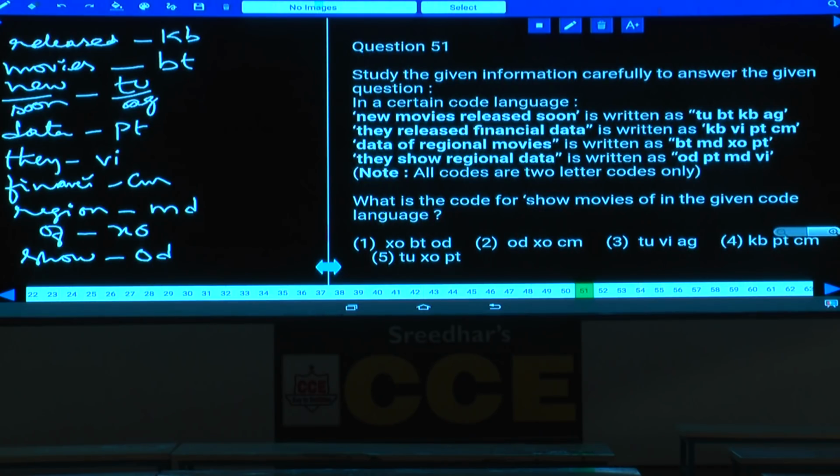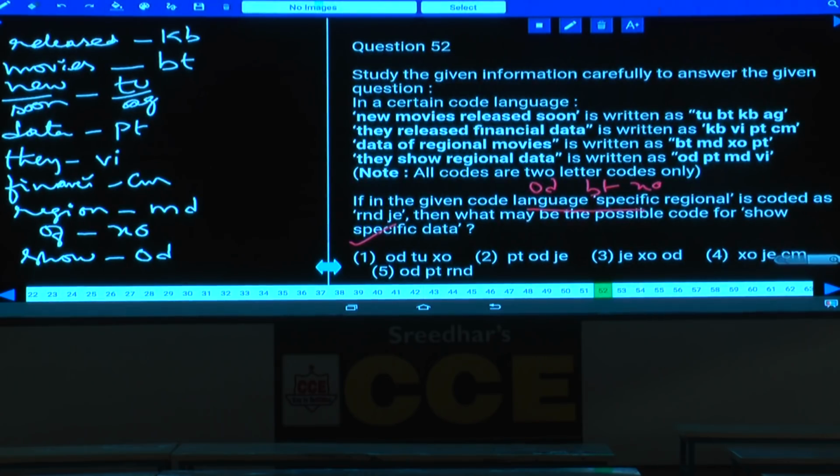Then question number 51 onwards, what is the code for show movies off in the given code language? Show movies off. Show is what? Show is OD, and the code to the word movies is BT, and off is XO. OD, BT, XO in any order. OD, BT, XO, that is choice 1. 51.